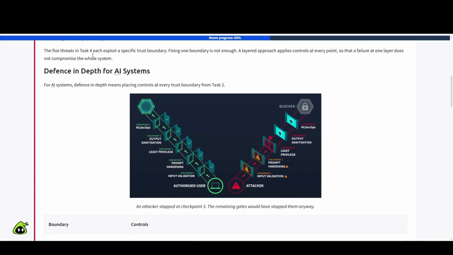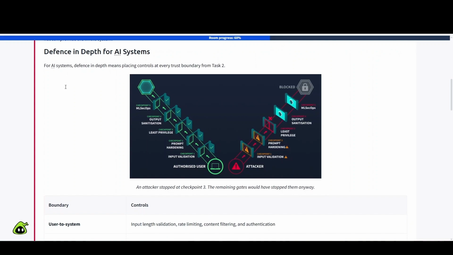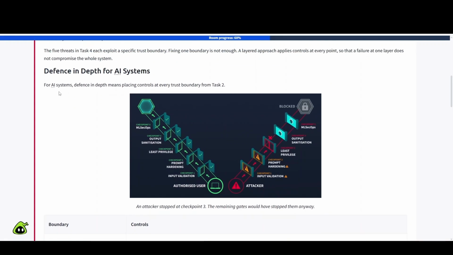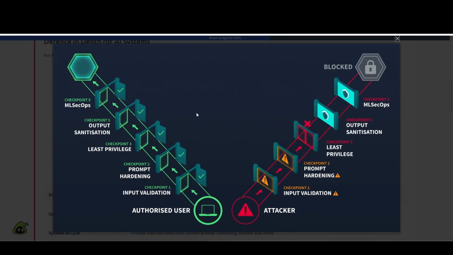The 5 threats in task 4 each exploit a specific trust boundary. Fixing one boundary is not enough. A layered approach applies controls at every point so that a failure at one layer does not compromise the whole system. Defense in depth for AI systems. For AI systems, defense in depth means placing controls at every trust boundary from task 2. So we have another infographic that looks like it explains that here. Okay, so we have different checkpoints. It looks like here, the attacker's perspective and authorized user. Okay, so you can take the time to read through that yourself.